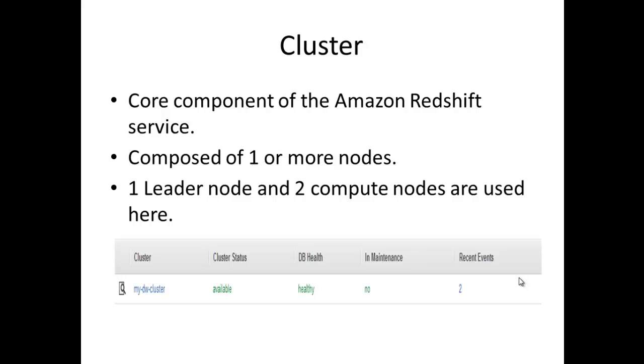Here we look at the cluster that we created. A cluster is the core component of an Amazon Redshift service. It is composed of either one or more nodes depending upon whether a cluster is a single node or a multi-node cluster. In case of a multi-node cluster, there is a leader node and more than one compute node available to us to use. In this case, we are going to use a cluster with 2 compute nodes and a leader node.